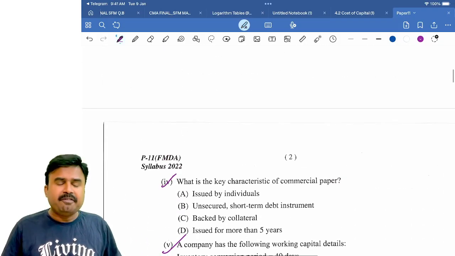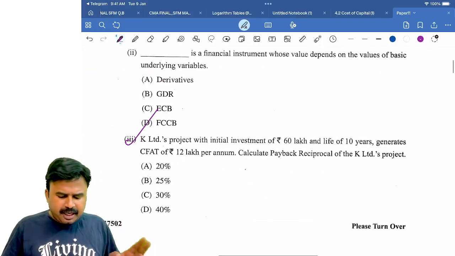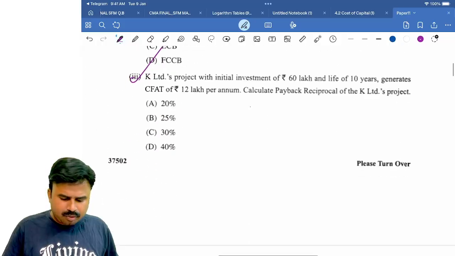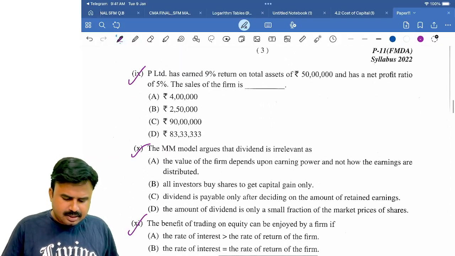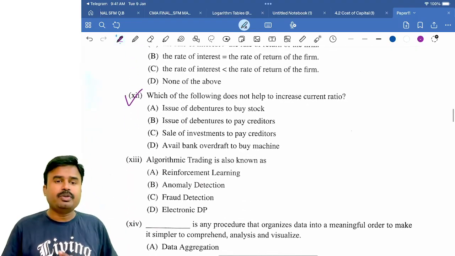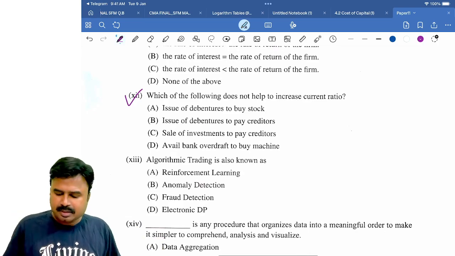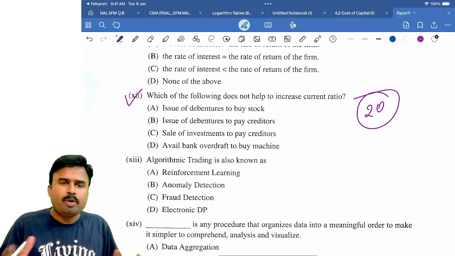So if you follow my strategy, then definitely you can attempt the third, fourth and fifth questions. Around 10 questions you can answer. 10 questions means 10 into 2, 20 marks. So from MCQs, you can get at least 20 marks if you have followed my strategy.